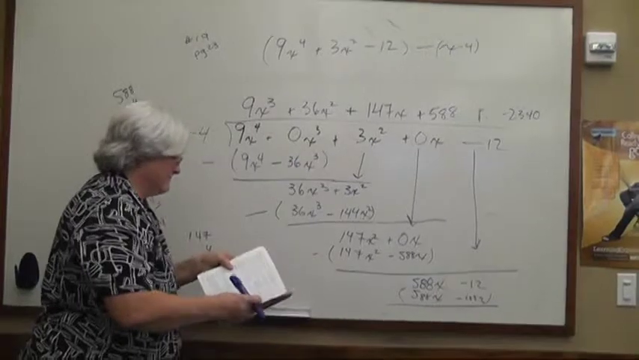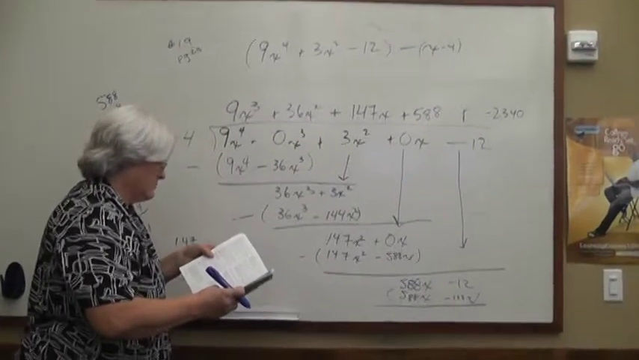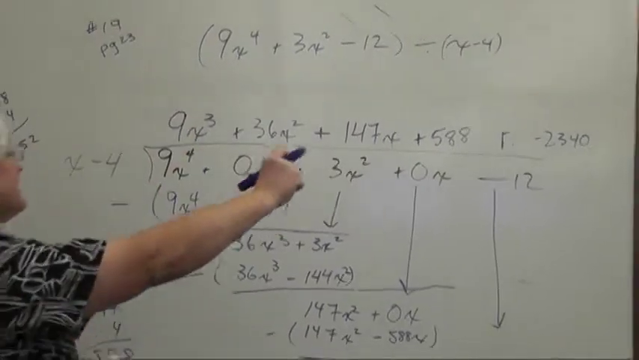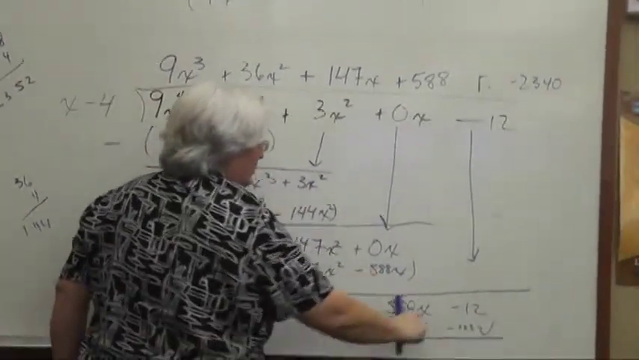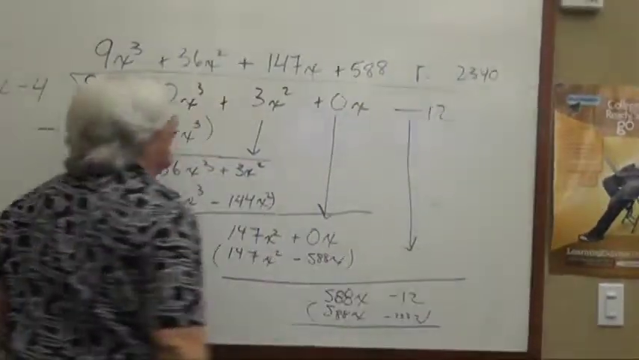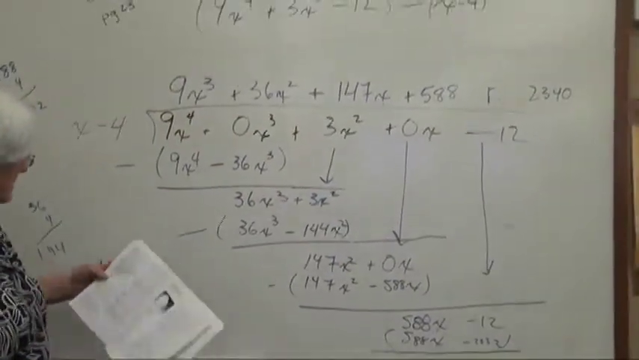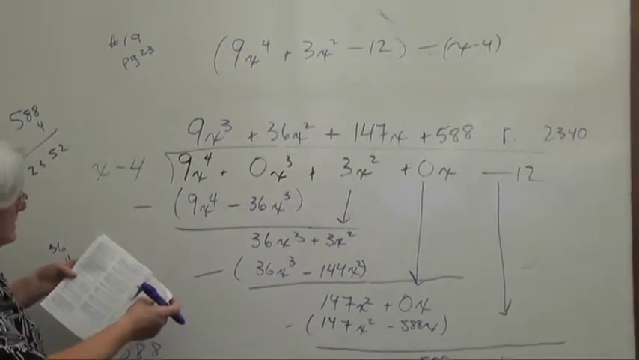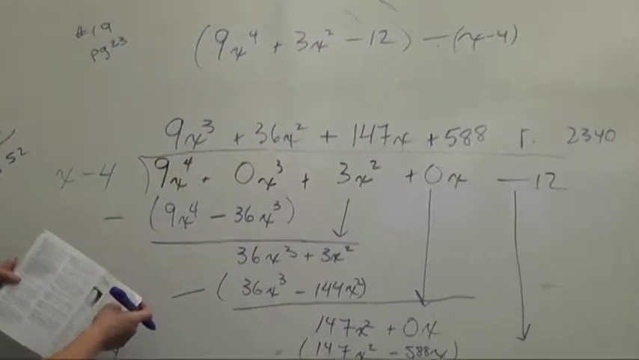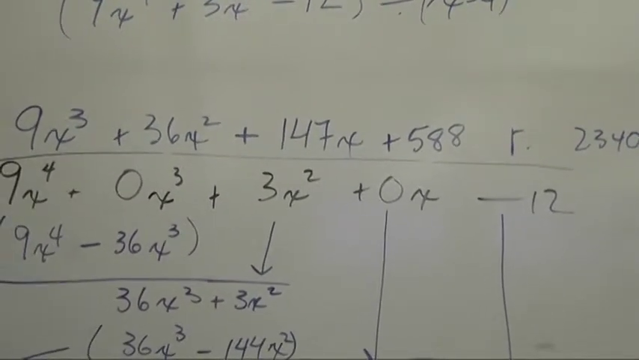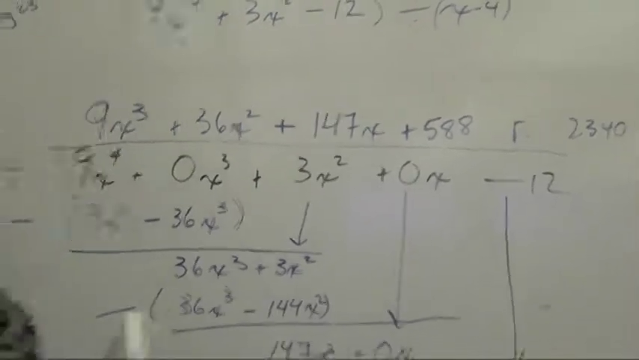Chapter 1, section 1.4. Yes! Except I said negative. Negative 12 minus a negative becomes a positive. Not the negative. Remember what I've been saying about negative signs messing you up? Problem number 19. The solution is 9x cubed plus 36x squared plus 147x plus 588 remainder 2,340.